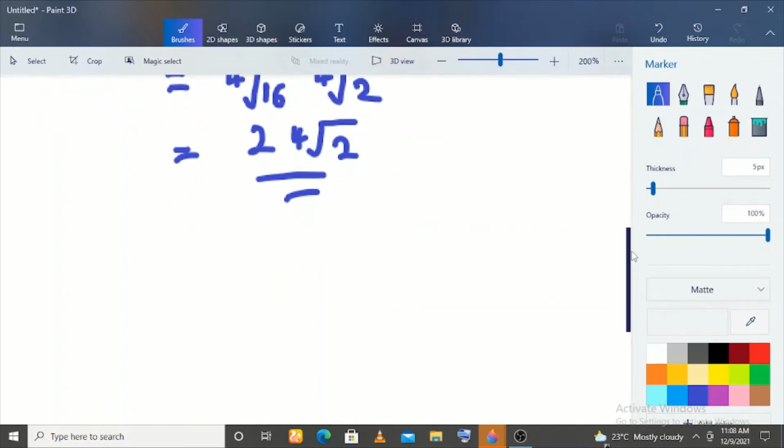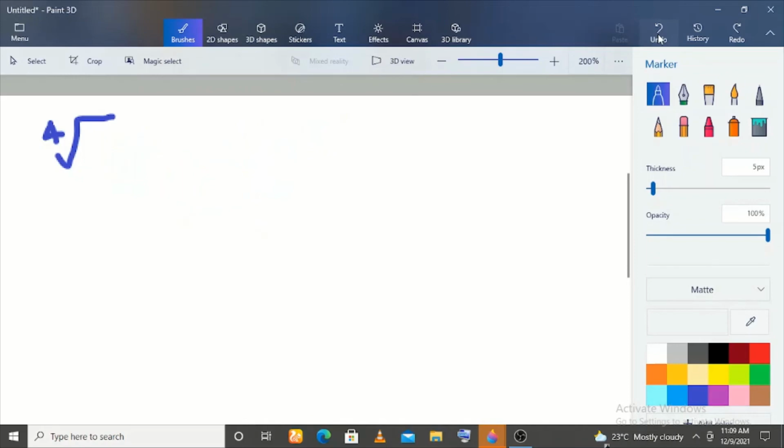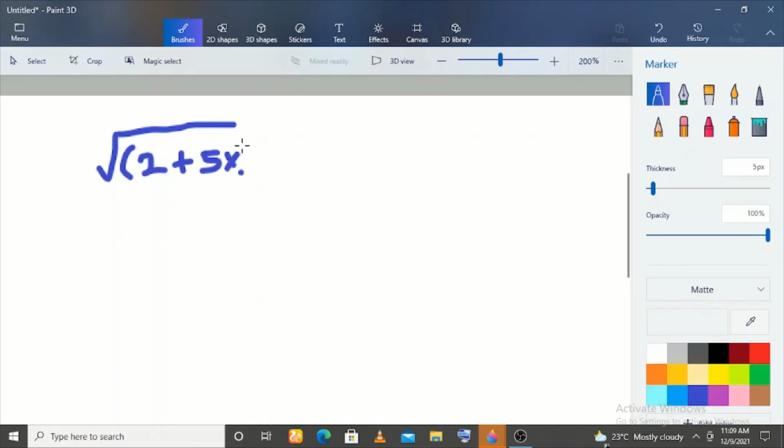Let us do another one on radicals. This one is actually very, very simple. Say you have this radical. So how do you simplify this radical?